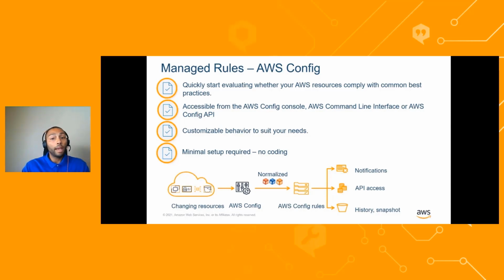Similar to how managed services work, managed rules are created and maintained by AWS to allow for quick deployment of rules that fit common use cases and apply best practices. For example, an S3 bucket having public access to the internet or a security group with unrestricted ingress.